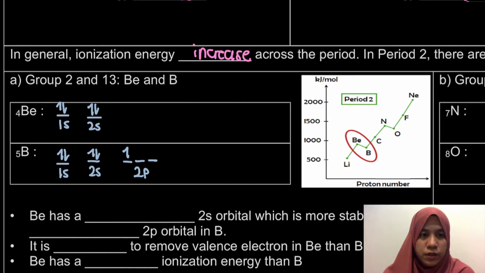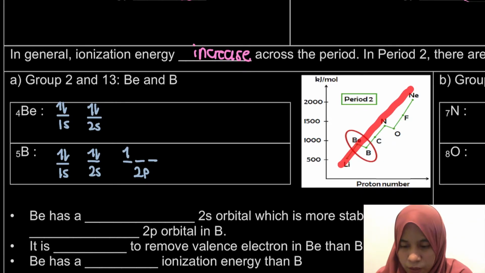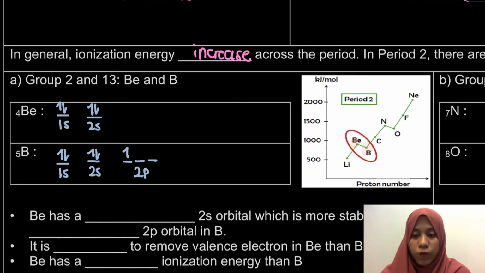Okay, so as we can see here, in this case it should be that the ionization energy increases across the period. But first, we look at beryllium and boron. Okay, boron has a lower ionization energy than beryllium. Okay, why? B is boron, Be is beryllium.